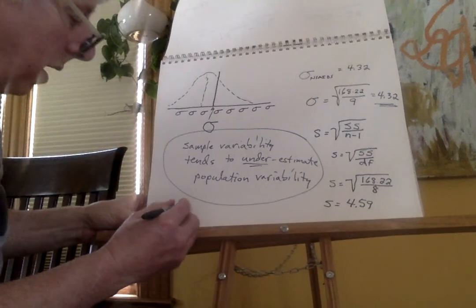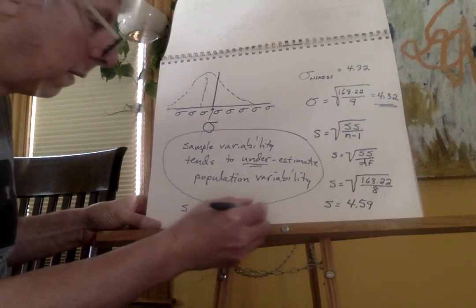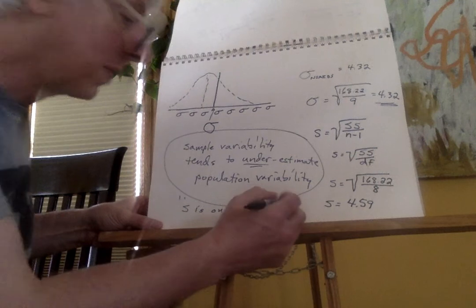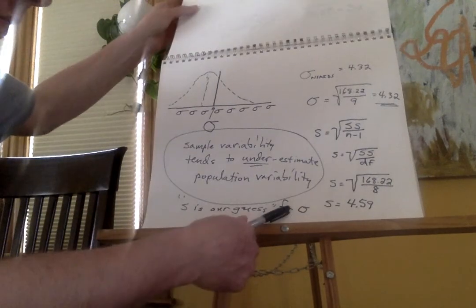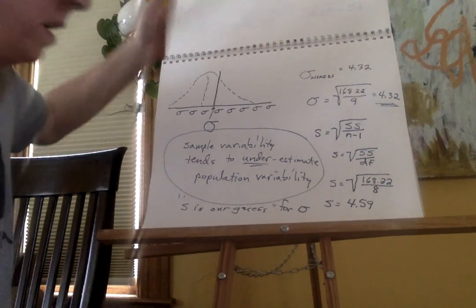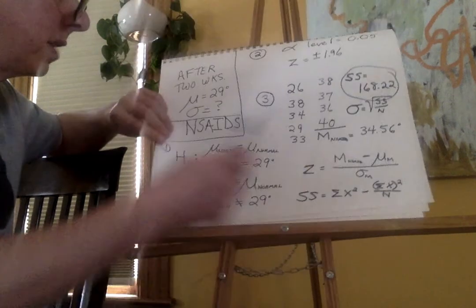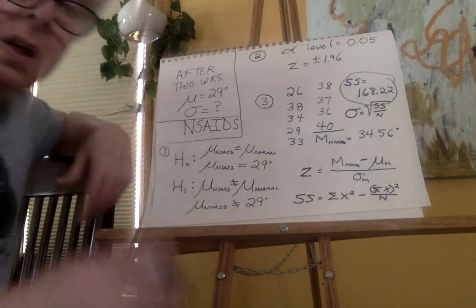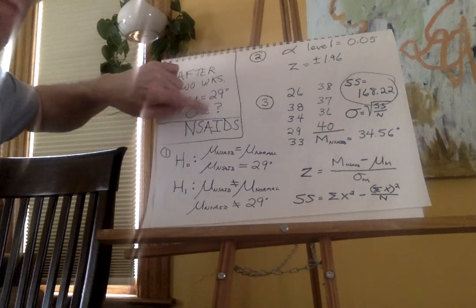And the way I say it is S is our guess for sigma. That is, for the population sigma, S is our guess. 4.59 is what we're going to use to make this guess, okay? So when I see S, I always think S is our guess. S is our guess for sigma. That's the value that we're going to use here, okay?